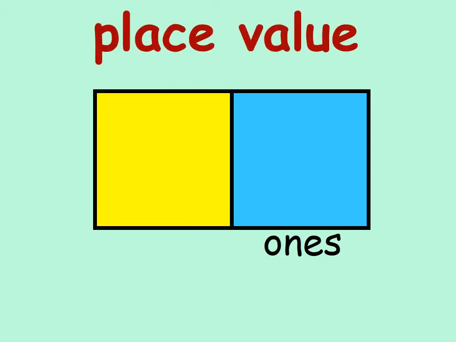Let's do another one. There's our boxes. We're learning about place value. And what is the blue box called? The ones. You got it. That's the ones. Now let's say I gave you this digit, 6. All right, we drew a 6 in there.